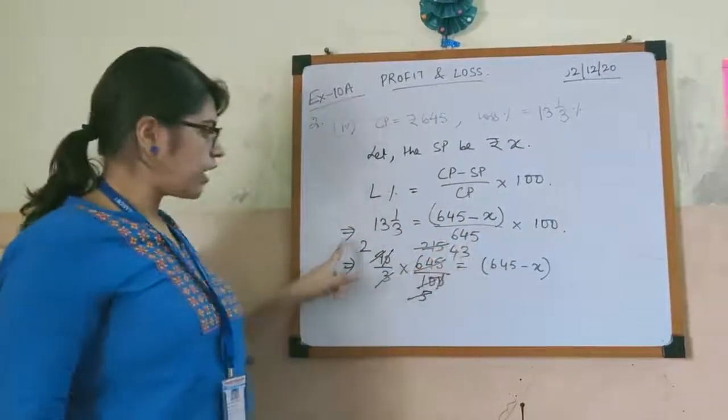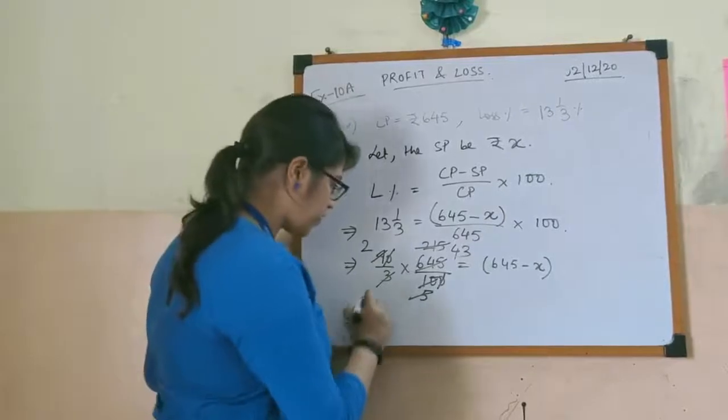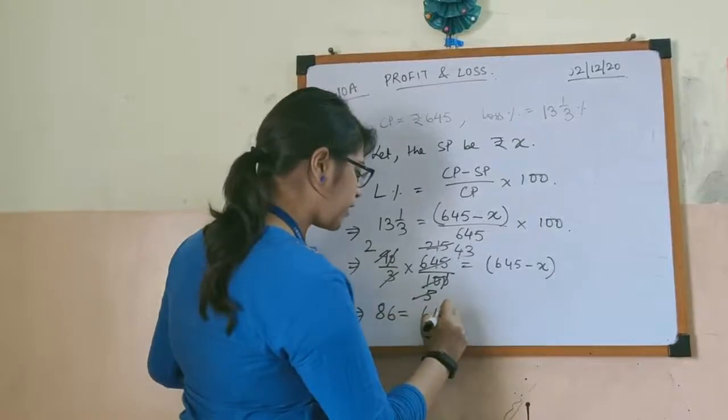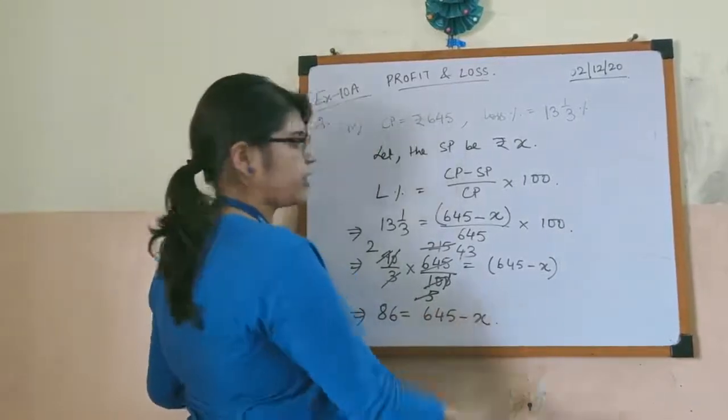So 43 into 2. So how much is it? 2, 3, 6, 2, 4, 8. So 86 in this side, and this side we are getting 645 minus x.